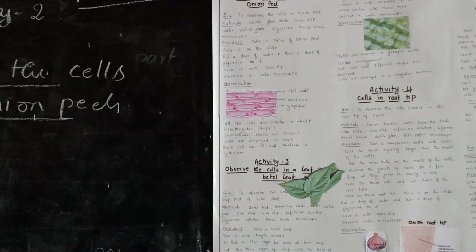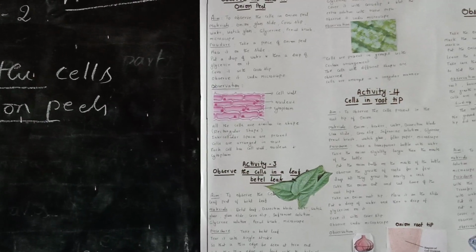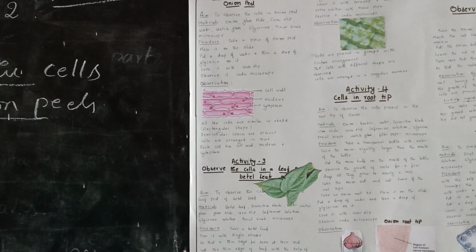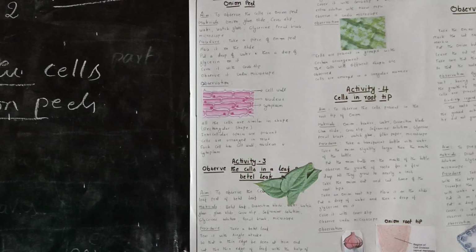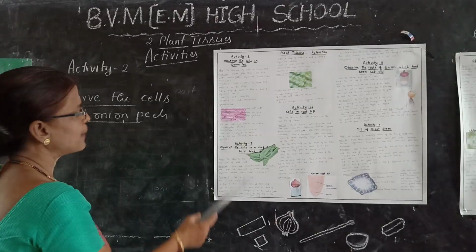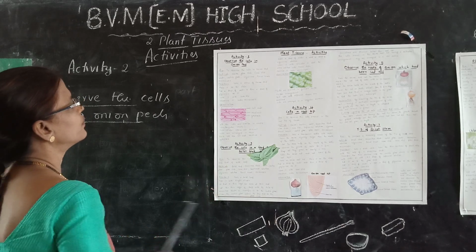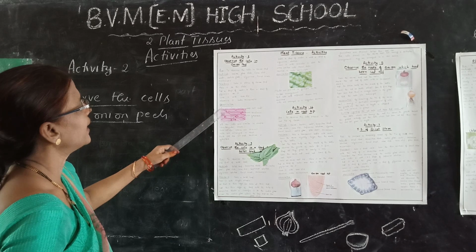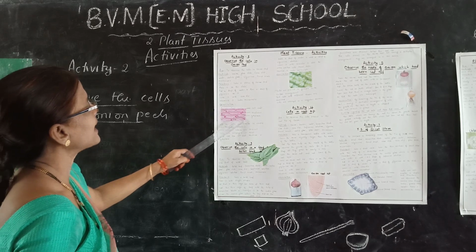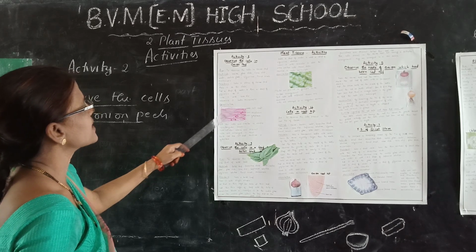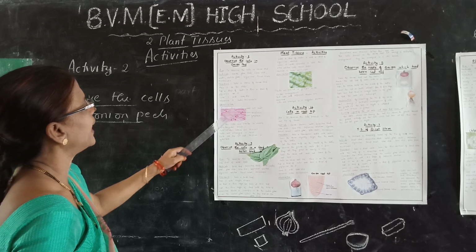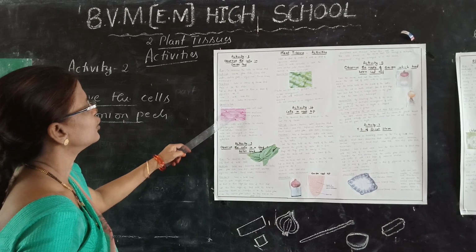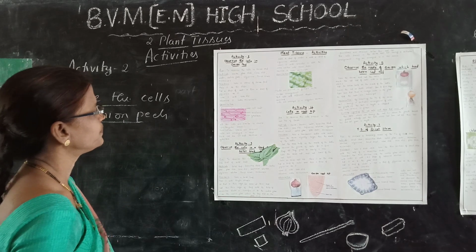Take a piece of onion peel, place it on the slide, put a drop of water and then a drop of glycerine on it. Cover it with cover slip and observe it under microscope. What do we observe? All the cells are similar in shape, that is rectangular in shape. Intercellular spaces are present and cells are arranged in rows, and each cell has cell wall, nucleus and cytoplasm.